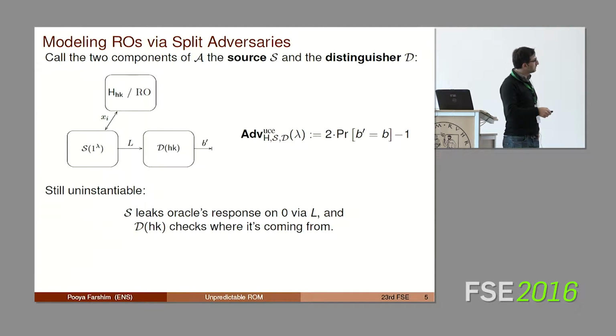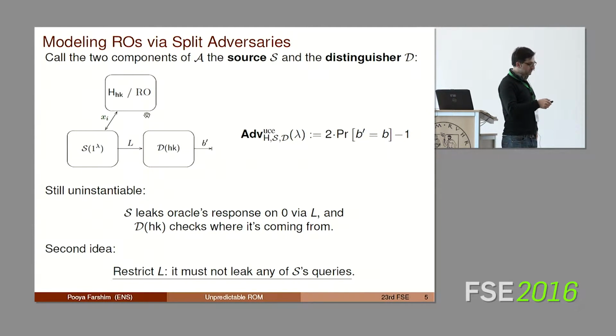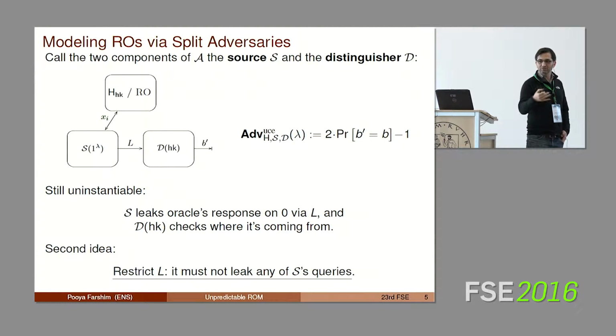Okay, so not quite over yet. Note that in this attack that I described, you leak a 0 and the hash of 0: one query of this source S gets leaked to the distinguisher. So how about having another restriction, saying that let's restrict L so that it doesn't leak any of the queries of S.